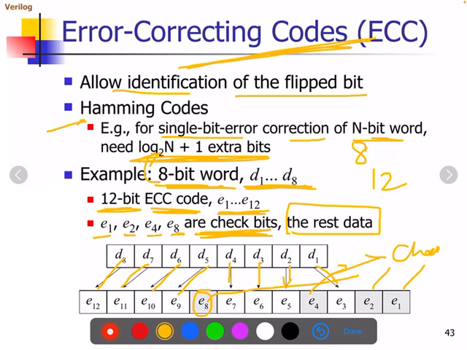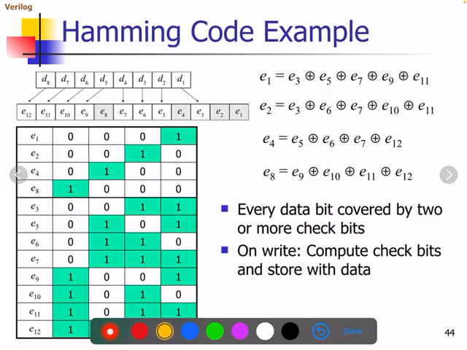So this is the correlation that has been done for the data bits as well as for the ECC code, that is, the error correction code. Now let us understand the Hamming code in detail, so that we can identify the error in any bit of data stored in the memory.